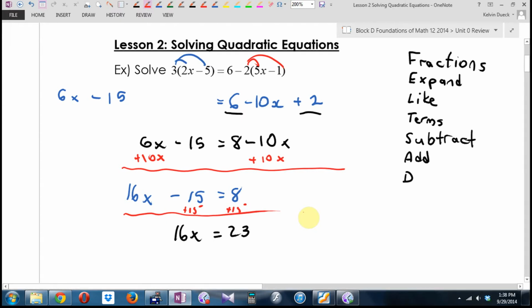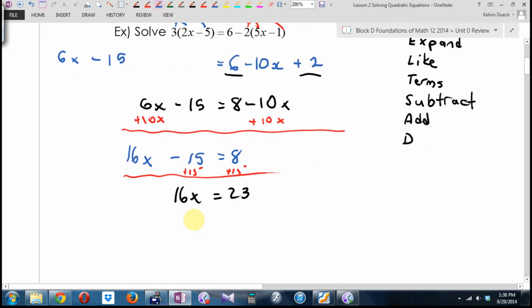And how would I get the x by itself? Divide by 16. And in math, we tend to leave stuff as a fraction, so it's going to be whatever the heck 23 over 16 is.